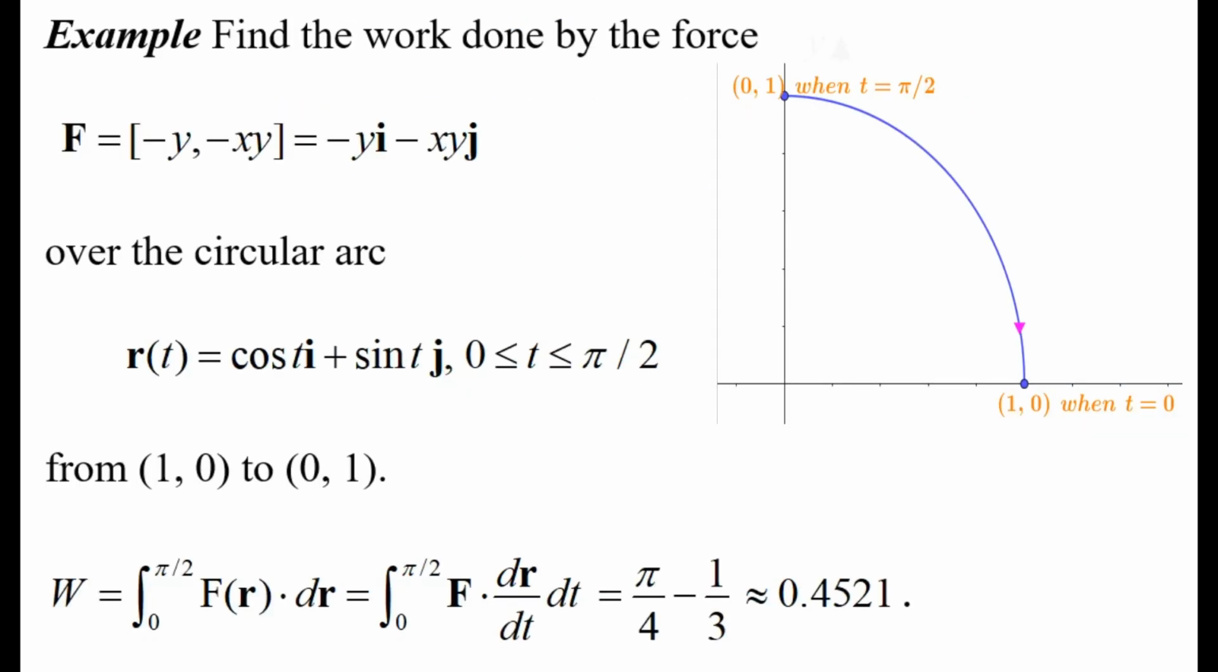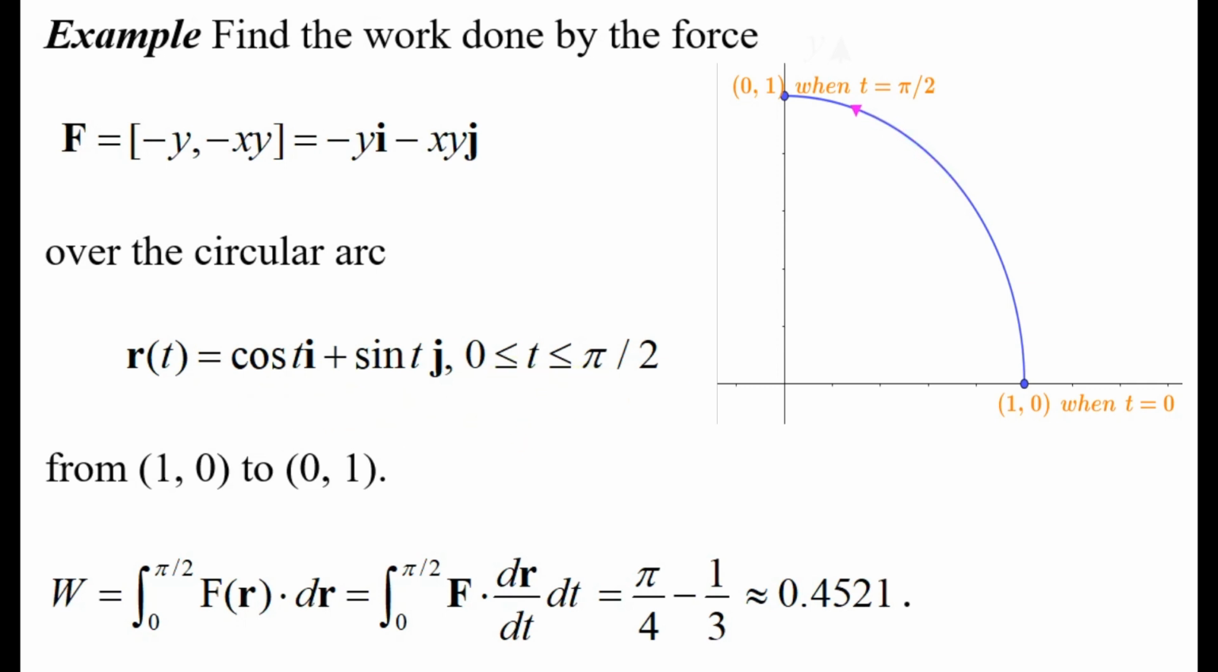As another example, we consider the work done by a force field that acts on a curve in the xy plane. We find the work done by the force F given by negative y i minus xy j that acts on the circular arc r of t equals cos t i plus sin t j, where t varies over 0 to pi by 2.